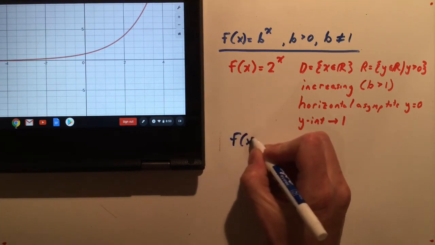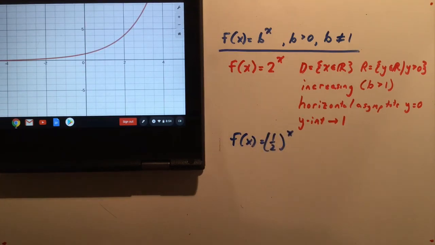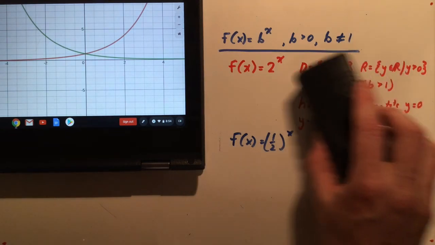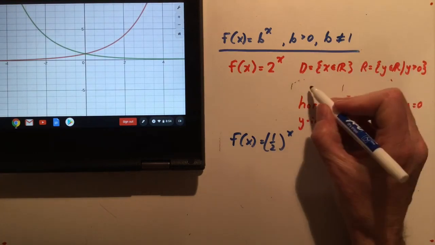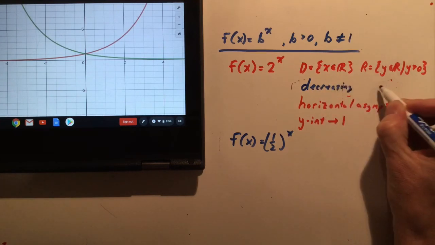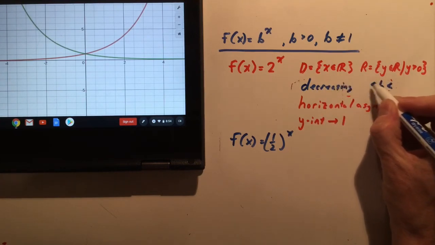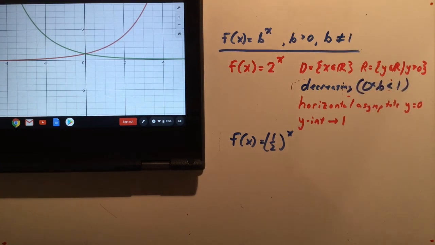Now, if b is between 0 and 1, let's say, for example, a function that looks like this, f of x equals 1/2 raised to the x, our function is going to look like this. And what you're going to notice about this one is everything else is exactly the same except for the fact that instead of increasing now, it is decreasing. So it is a decreasing function when b is between 0 and 1. And that is called exponential decay.